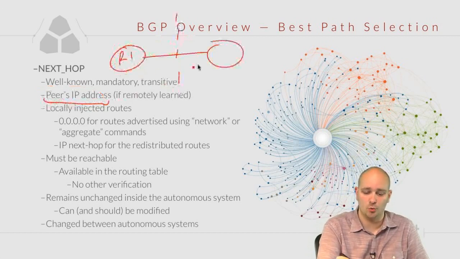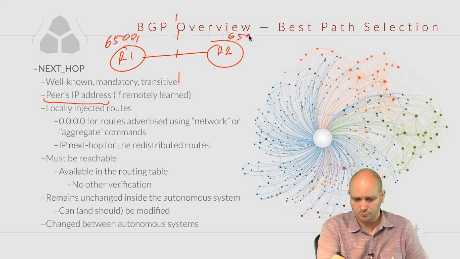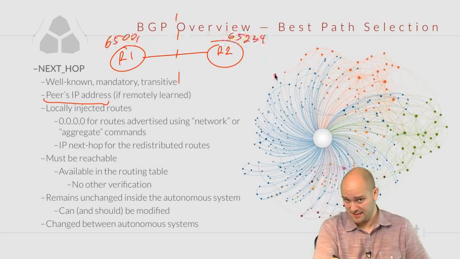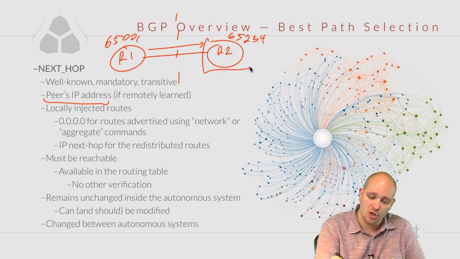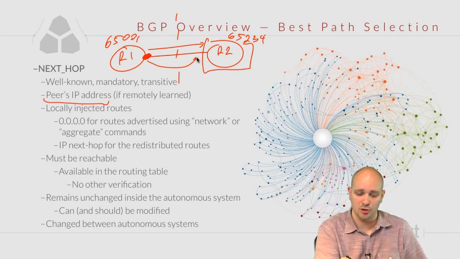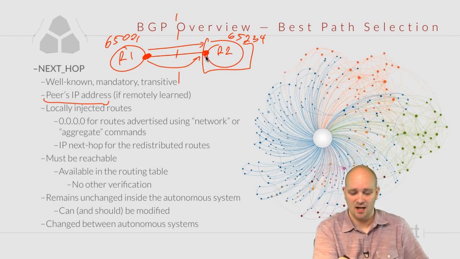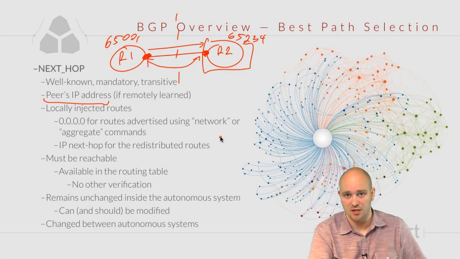So let's say that this is R1 and this is R2, and this one is in 65,001, and let's say that this one is 65,234. In the example that we did before, when the route is being advertised here, the next hop as observed on R2 will actually be whatever was the peer's IP address. So if this peering was implemented using directly connected interfaces like so, when this route is received on R2, it will have the value of this IP address here.